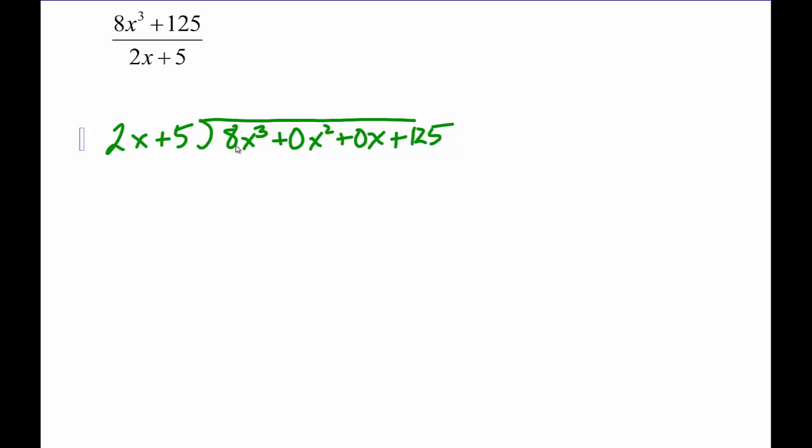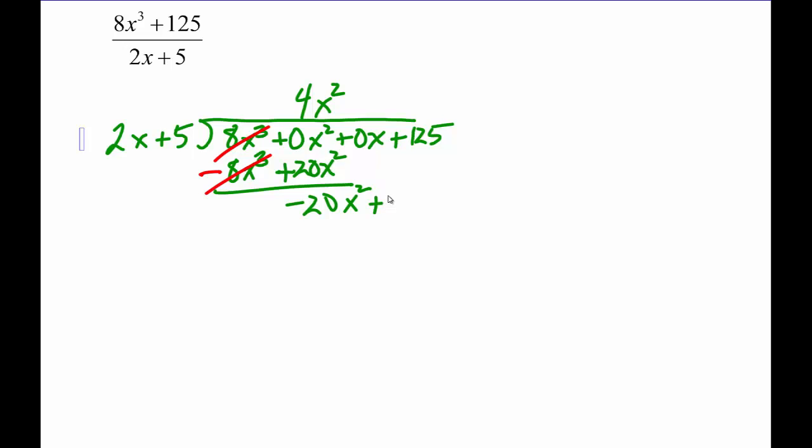2 goes into 8x cubed 4x squared times. So then we do our multiplication. 4x squared times 2x is 8x cubed. Then 4x squared times 5 is positive 20x squared. And of course we subtract, and these two terms subtract out, and this becomes negative 20x squared, and then we bring down the remaining terms to continue our long division.